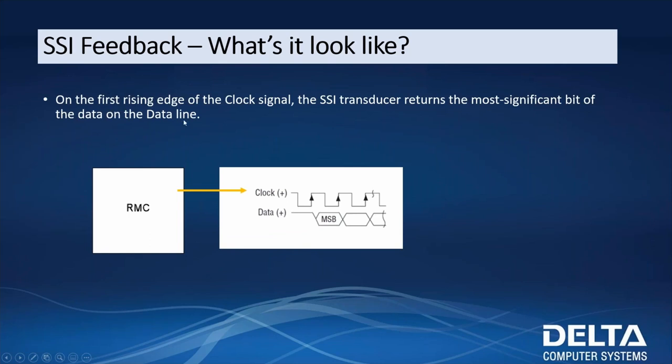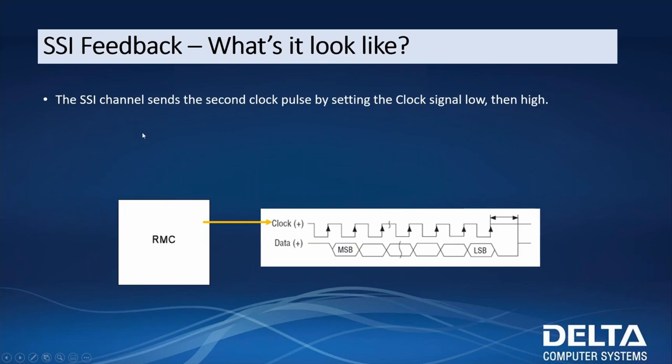On the first rising edge of the clock signal, right? Remember, first we set it low, then on the rising edge here, the SSI transducer is going to return the most significant bit of the data on the data line. So that most significant bit here is going to be sent. This is from your transducer. So that transducer is sending the data back to the RMC, that most significant bit. The SSI channel is going to send the second clock pulse by setting the clock low and then high again, right? So if you're familiar with a clock pulse, just low and high, it just looks like this little square wave here.